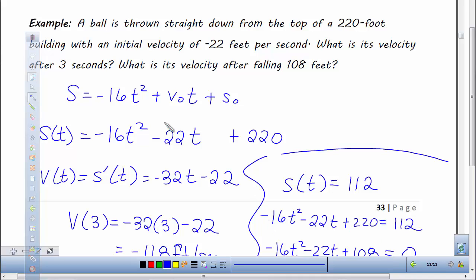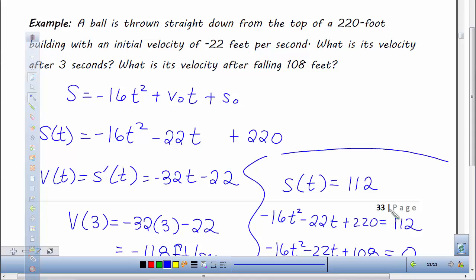All right, now, if the problem had said, what's the velocity when it reaches a height of 108 feet, then I would have just said s of t equals 108. But it says, what's the velocity after it has fallen 108 feet? So I had to figure out what that new height was. I don't know if that's where you might have been.